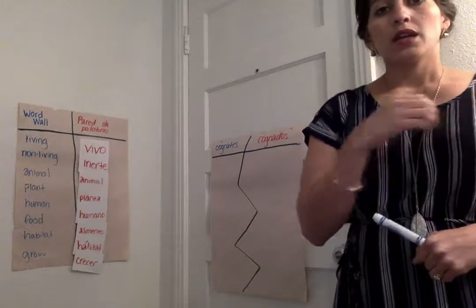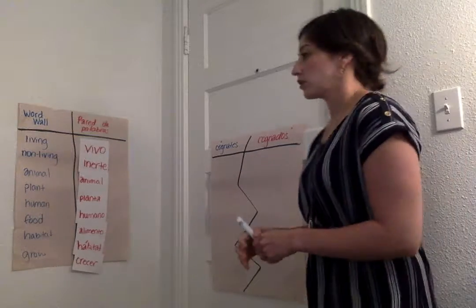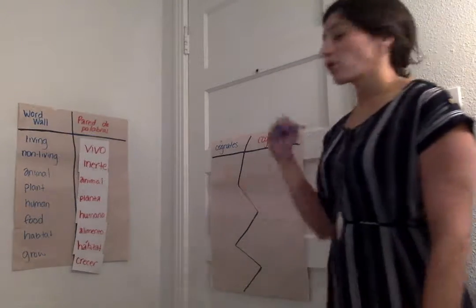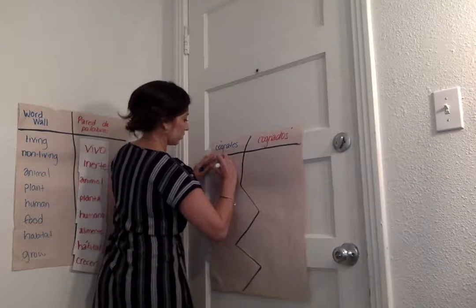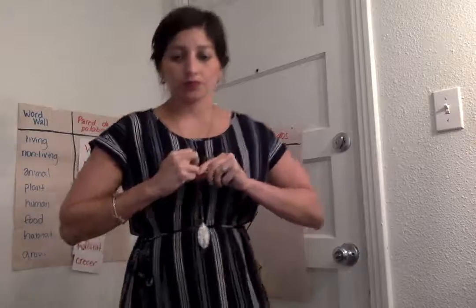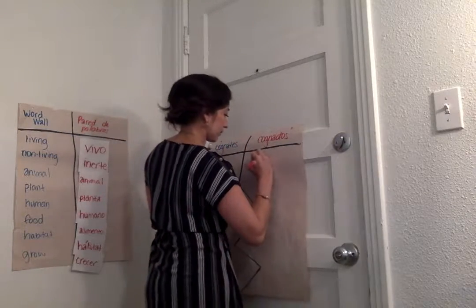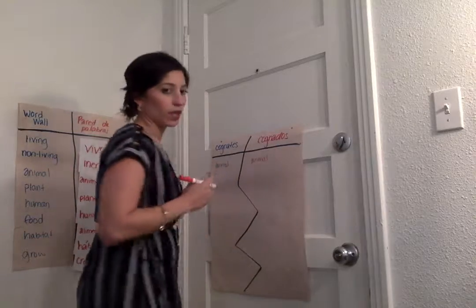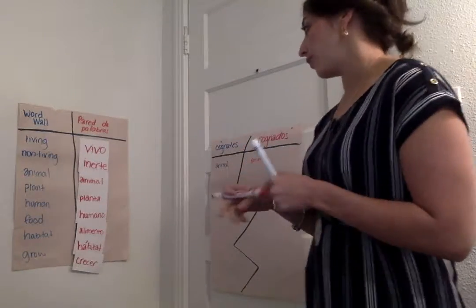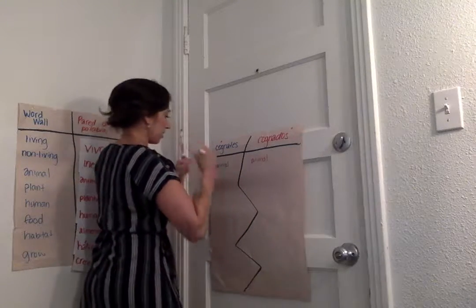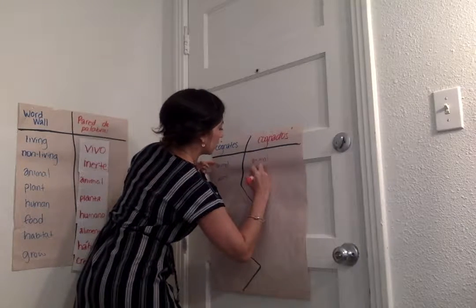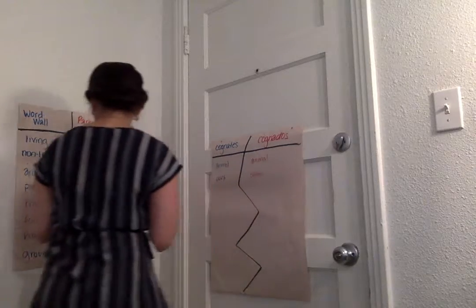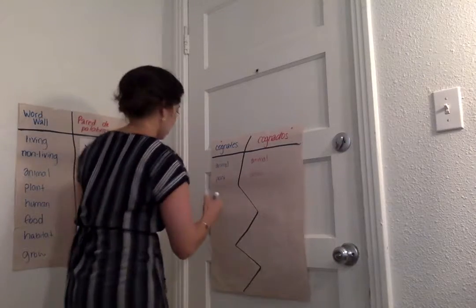So I could ask the kids to come up. So, Jose, ¿me puedes decir uno que puede ser un cognado? And he's going to find animal. Okay, so he's going to write it in blue. And in red. Okay. ¿Alguien puede encontrar otro? Plant and planta. Okay. And we continue until we're done.